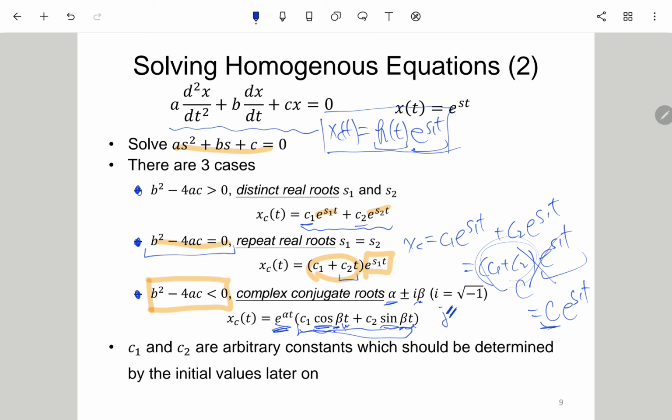We cannot determine what they are yet, until we know the initial values. Sometimes we will know them, sometimes we don't. If we know them, then we may be able to determine the values of C1 and C2. But if we don't know the initial values, then we may not be able to know C1 and C2, and we just leave them as arbitrary constants.